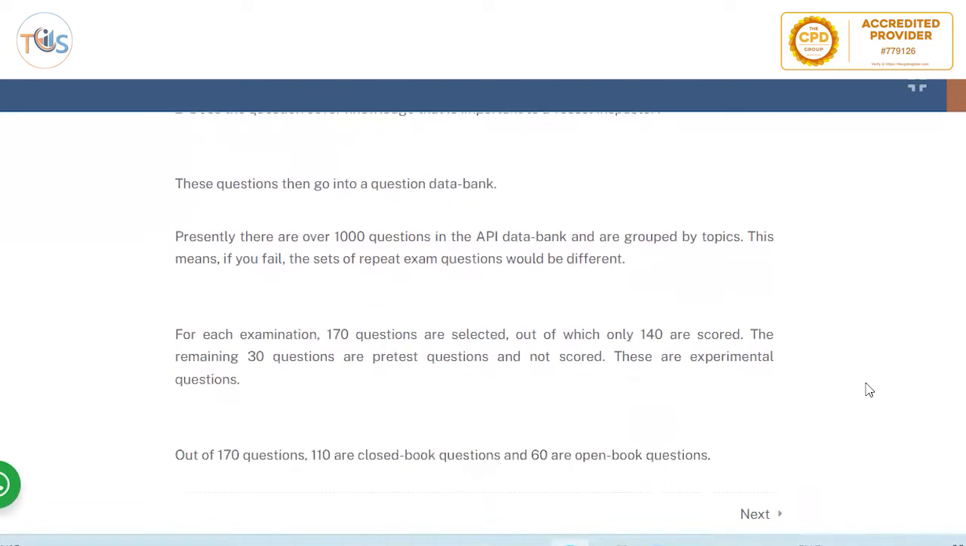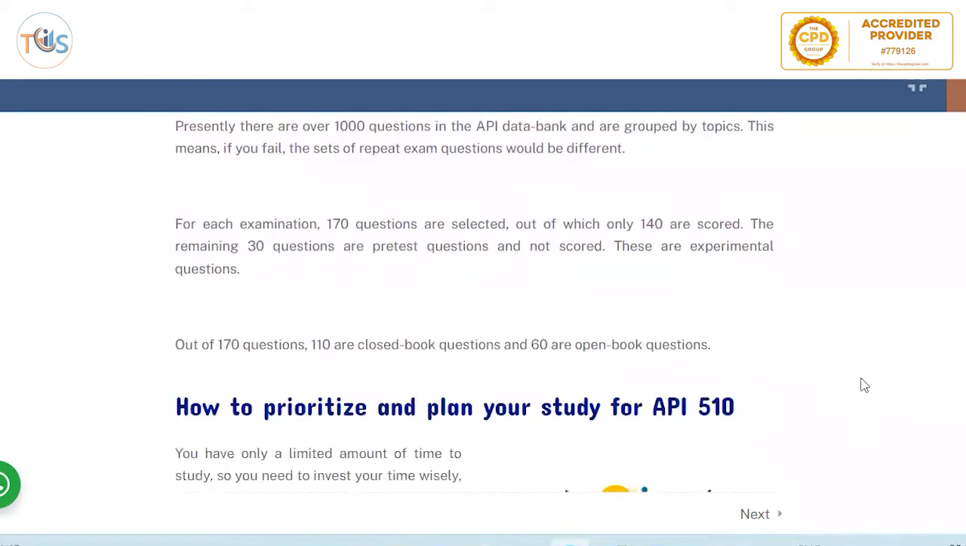Each exam has 170 questions. 140 are scored. The remaining 30 are pre-test questions that I talked about. The new question has been designed and validated by API subject matter experts, and they are experimental questions. And they want to know that, in terms of easiness, it's not been challenged by API candidates, that it's the right question. It's quite clear, and it's also relevant to your scope of work as a pressure vessel inspector. And it's not too difficult, it's not too easy. So once it passes that test, it goes into scored questions in the data bank.